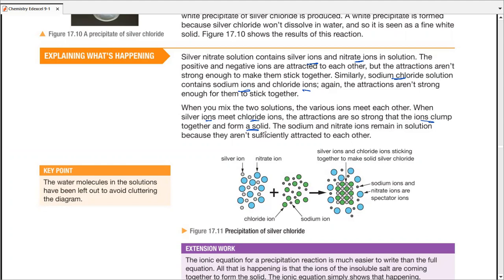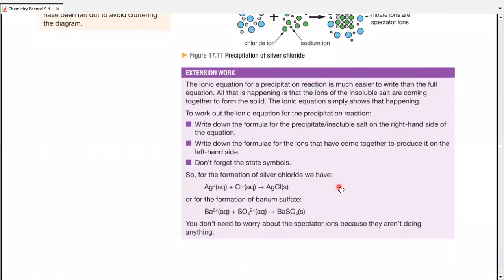All right. So the sodium and the nitrate ions remain in the solution. They aren't sufficiently attracted to one another. Plus, water tends to dissolve them too, since they're very much soluble. So that's how we get the precipitate of silver chloride. This is a very good explanation of how a precipitate forms, which really brings us to our extension work.